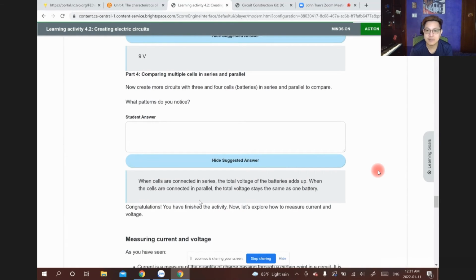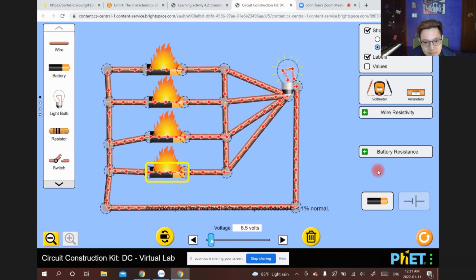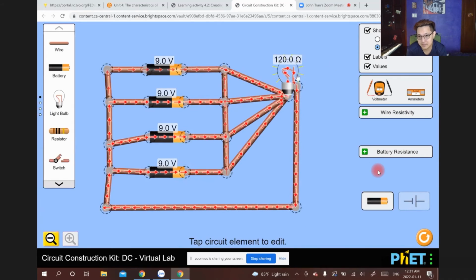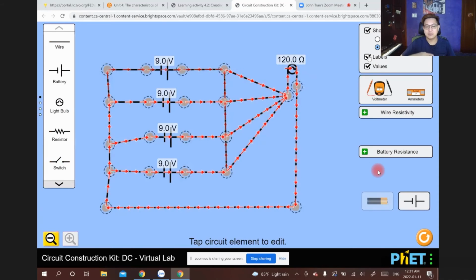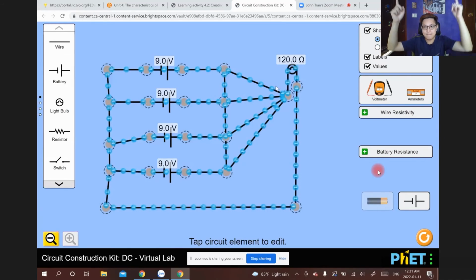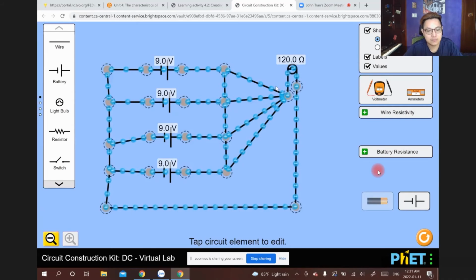But when you connect in parallel, they seem equal to each other, right? They stay the same as one battery. But that's when we talk about voltage, okay? Just think about voltage, the difference between the battery. So in series, when you add them up, of course the difference will increase greatly. But when you put them in parallel, the difference between one battery is actually the same difference between different batteries too. That's what I mean.